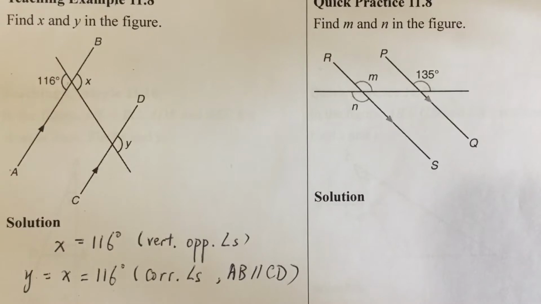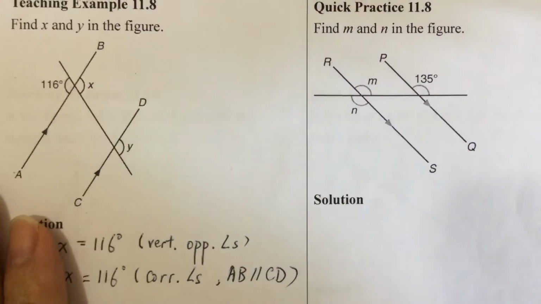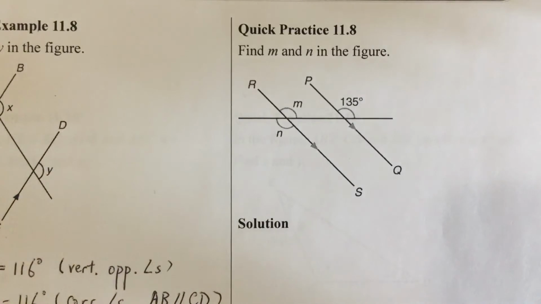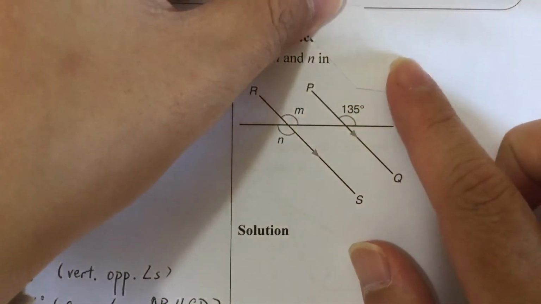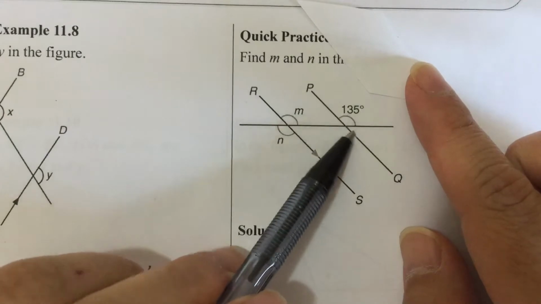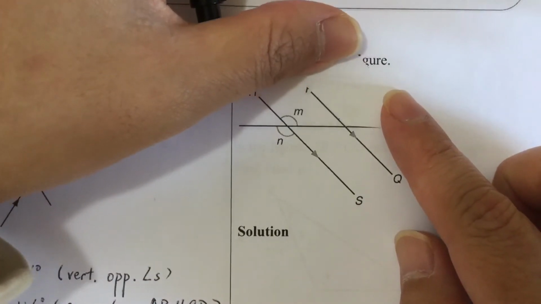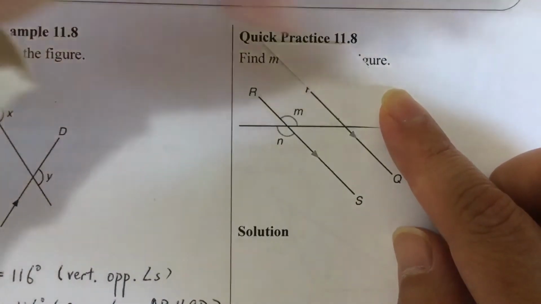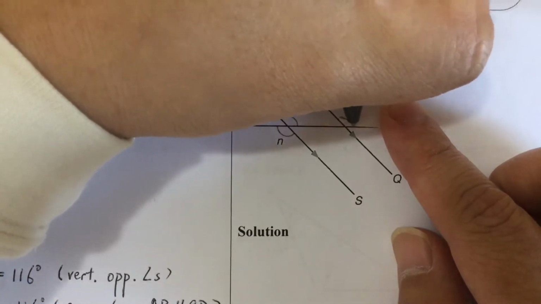Okay, now we will discuss the answer of quick practice 11.8. If you cannot finish, just pause the video now. And now we are going to find out m and n, the value of the angles. So look at this. This one is 135 degrees, following the straight line with the two parallel lines. And then we can know that this one is 135 degrees.